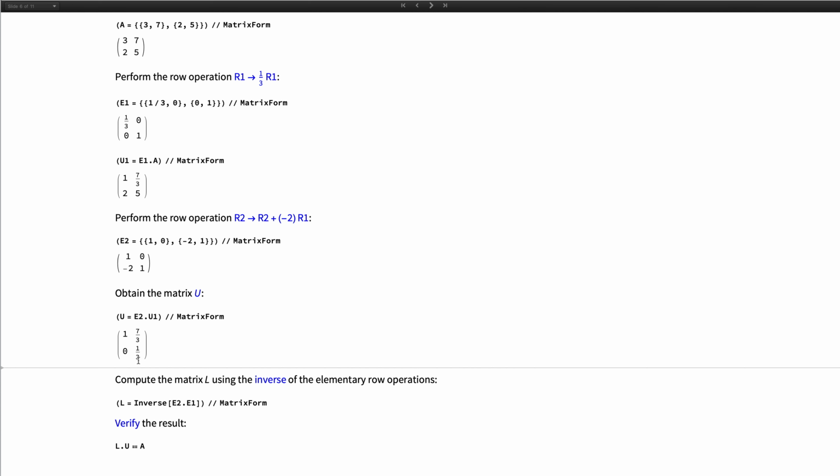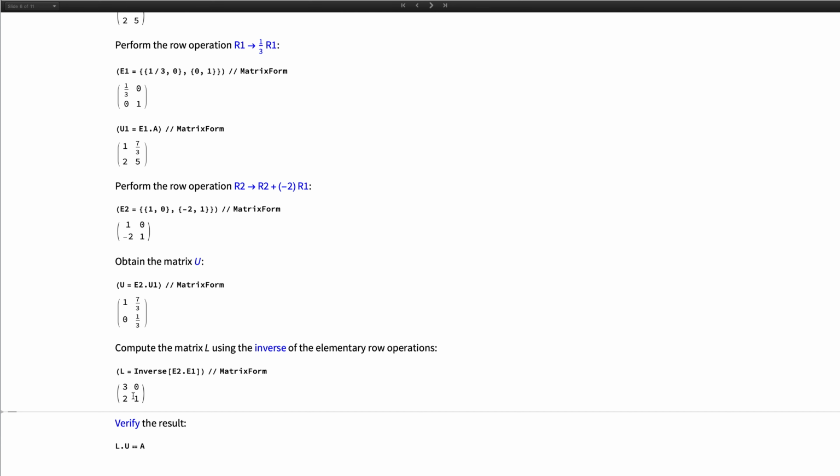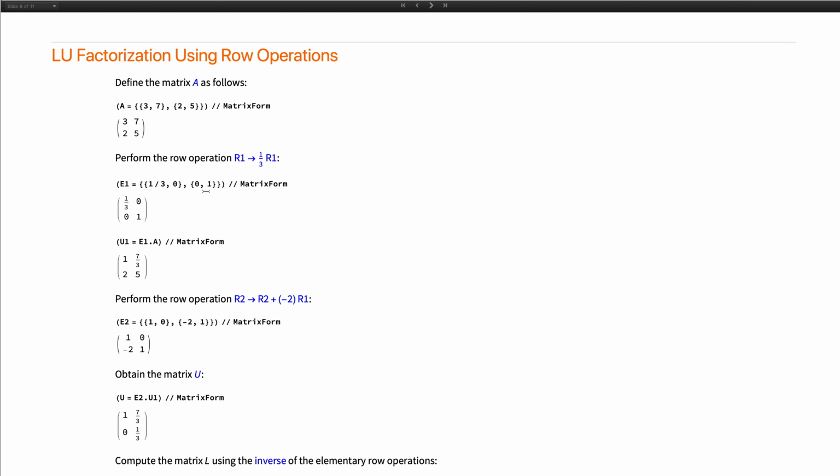The question is, how to get the matrix L? Well, the matrix L can be obtained by using the inverse of those operations. So the matrix L is the inverse of E2 dot E1. You get that over there, and then you verify the answer, and you do get back True over here. So that's the way you'd obtain the LU factorization with row operations.